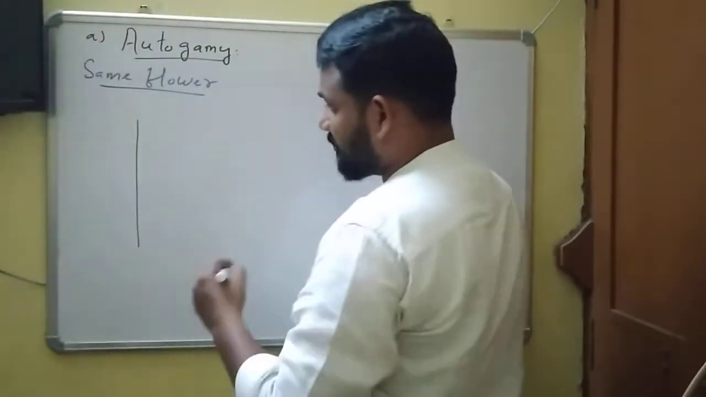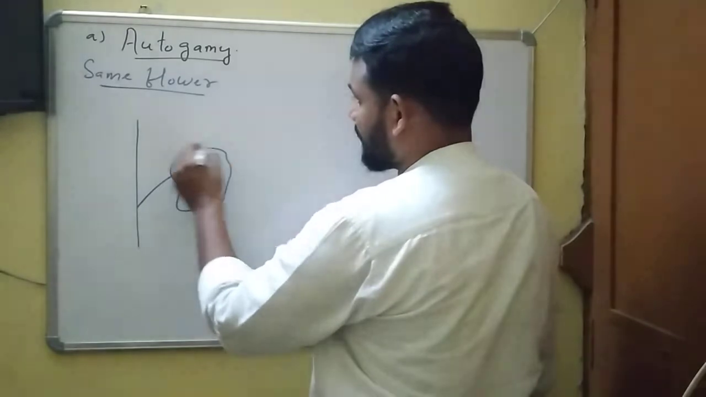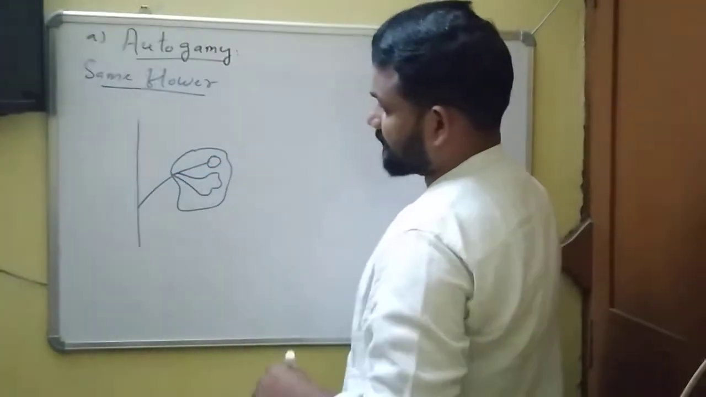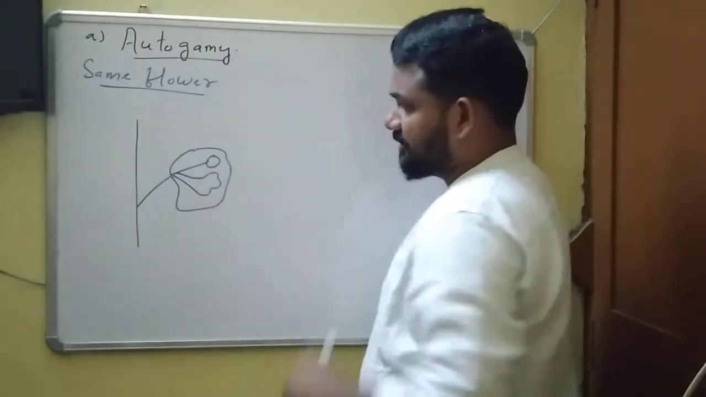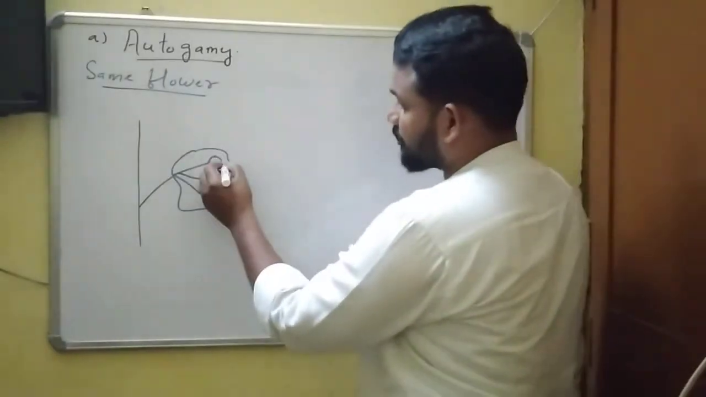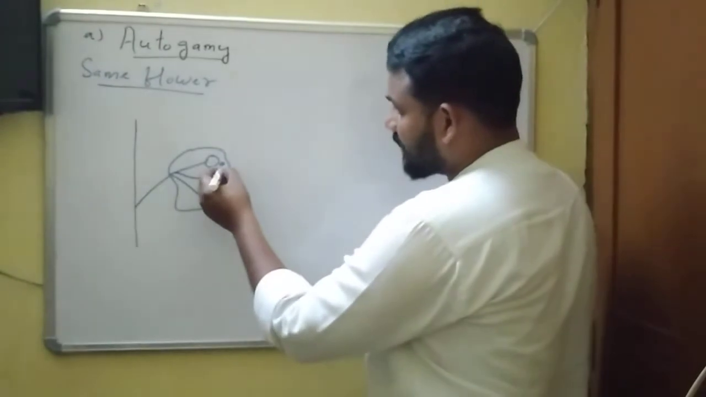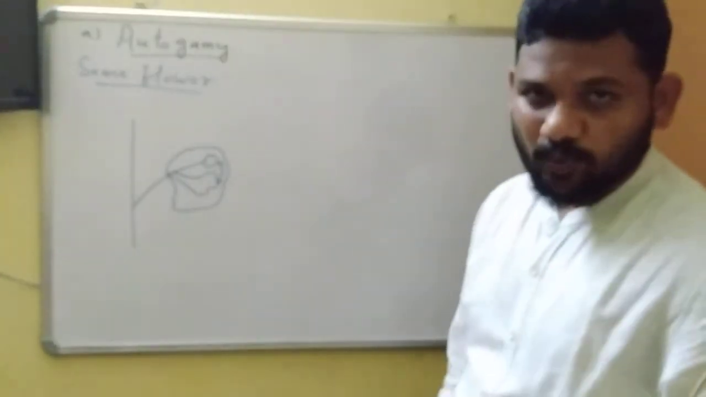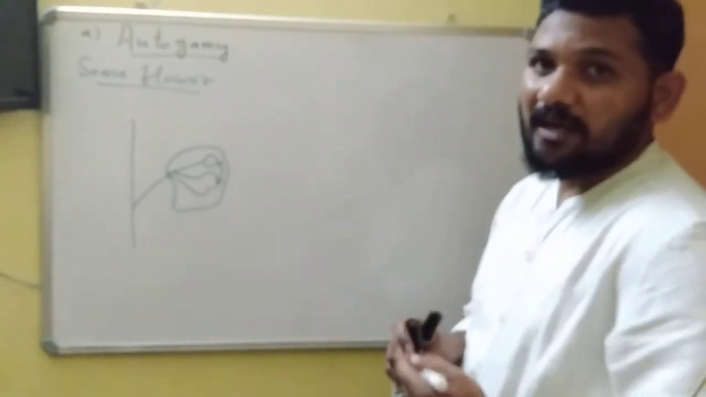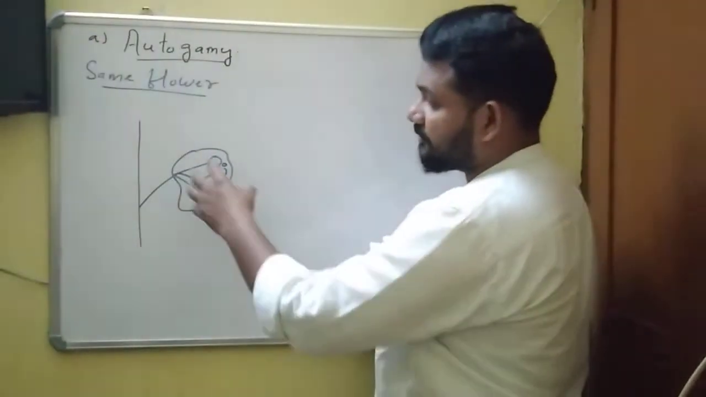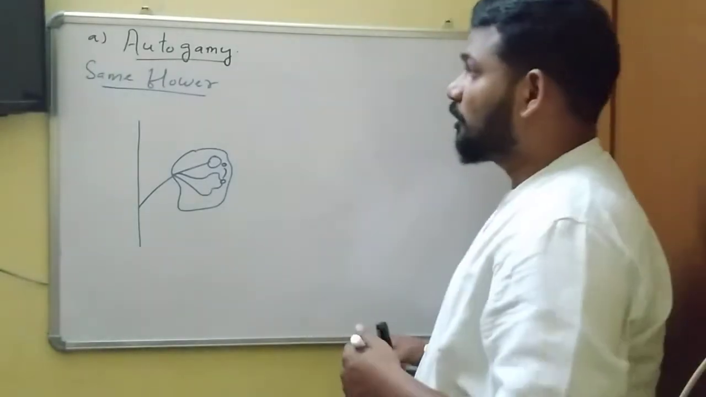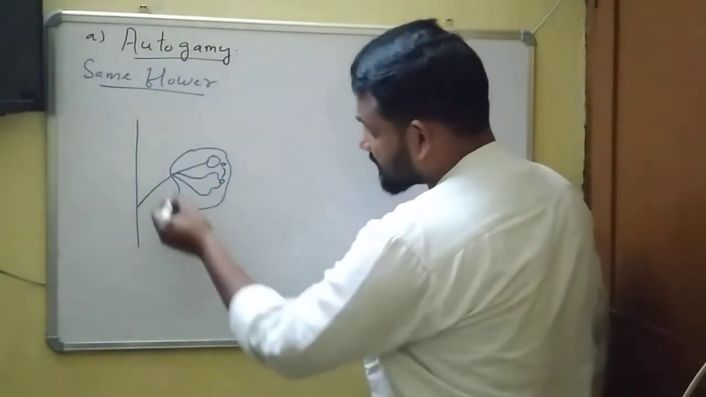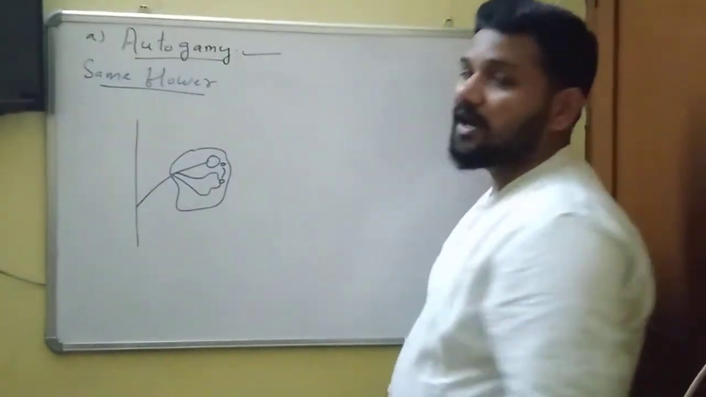For example, this is a plant and this plant has a flower and it has male and female reproductive organ. This is androecium and this is gynoecium. This anther produces pollen grain, and if these pollen grain spontaneously reach the stigma of the same flower, then it is known as autogamy. So autogamy is the transfer of pollen grain from anther to stigma of the same flower.